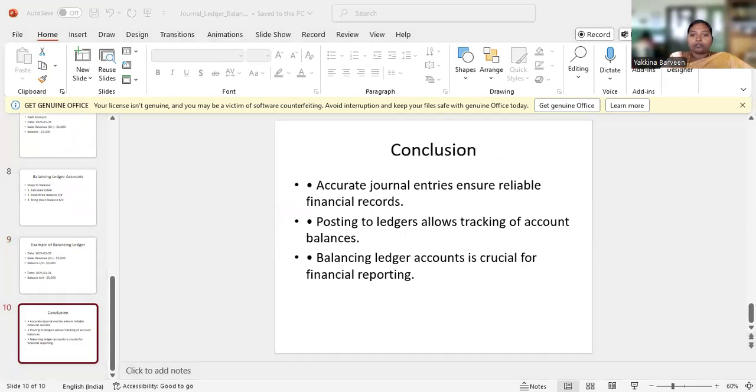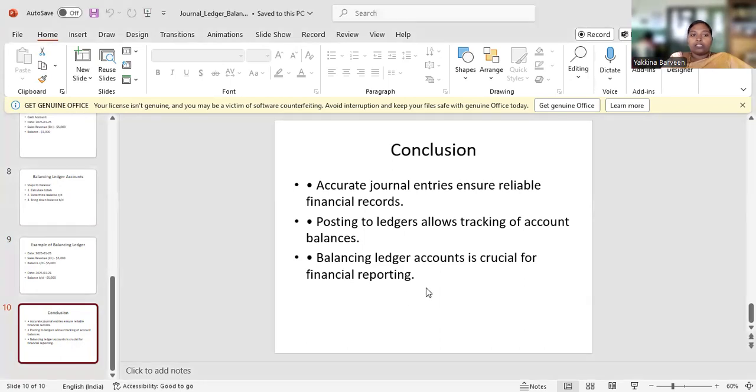To conclude, first we saw journal entries, which ensure systematic recording of transactions, then posting to the ledger, which helps to track individual account balances, then balancing accounts, which ensures financial accuracy and readiness for reporting. The key takeaways are to always follow the debit and credit rules and regularly balance ledgers to avoid mistakes. Accurate records help in financial decision making.